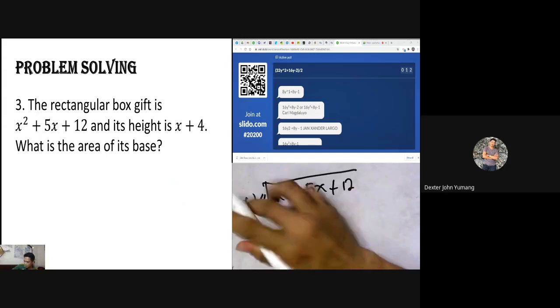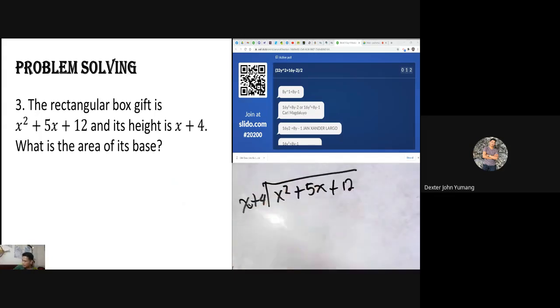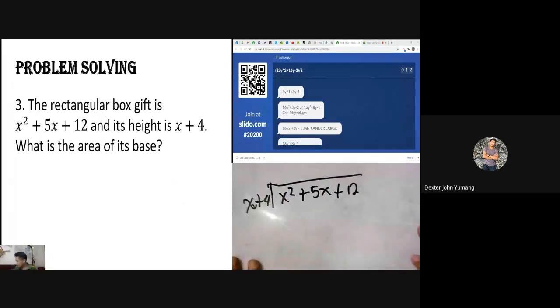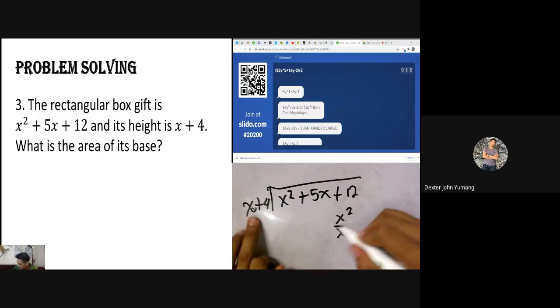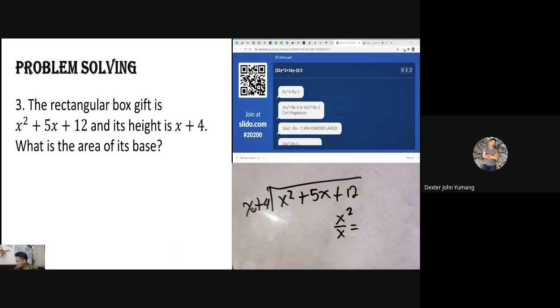Okay, let's answer this one all together because I know it's a bit difficult, so that you won't be too stressed. The first thing to do is write x squared. We divide it by x. And what is the answer? Go ahead, x squared divided by x. What's the answer?